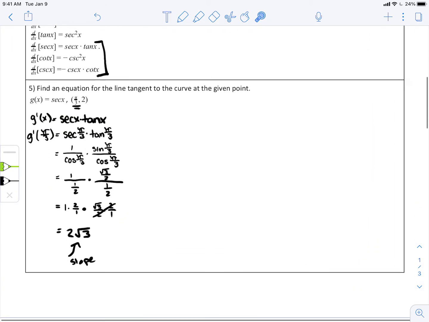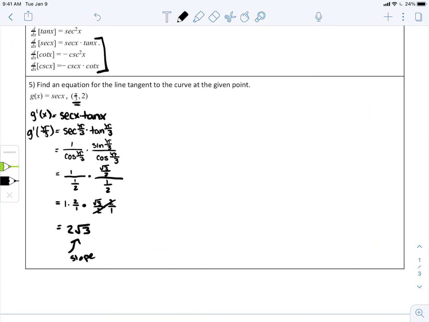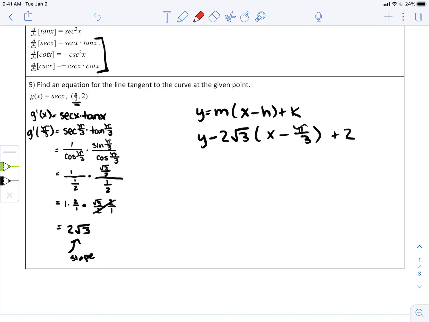So now we want to write the equation of our line. We're going to be using our equation y equals m parentheses x minus h plus k. In this case, m is once again our slope, or 2 radical 3. Our h value was our x, so pi over 3, and our k value is our y, so plus 2. And we are all finished here. We have written an equation for our line. Remember, we don't always care about having it in slope-intercept form at this point.